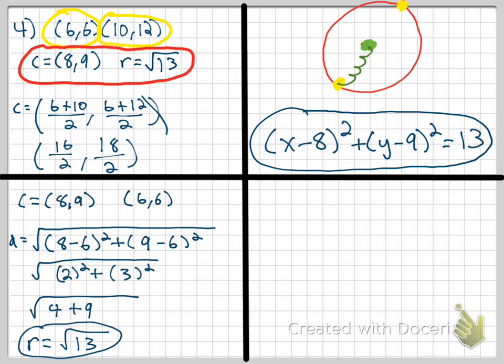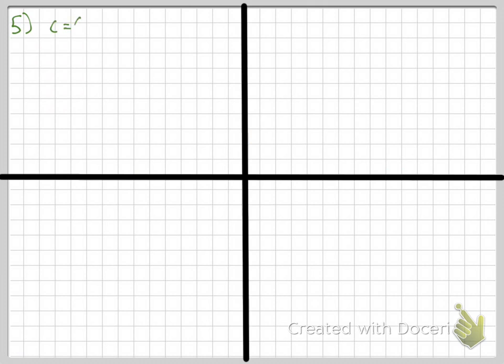All right, isn't this fun? Love circles. Big circle guy.